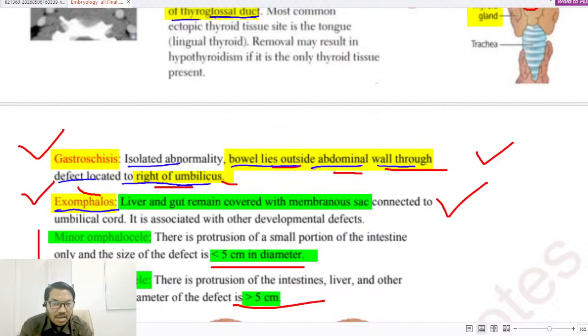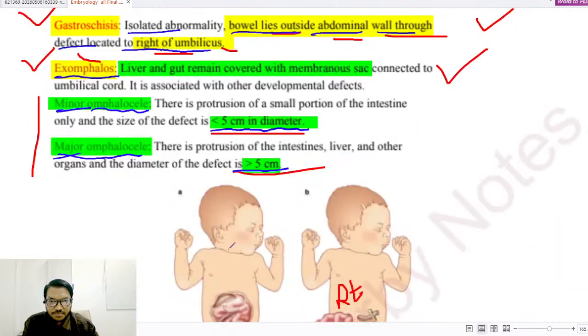If it is at the side of the umbilicus, to the right of the umbilicus, it is gastroschisis, and if it is through the umbilicus, this is exomphalos. It has two varieties, minor and major. If the defect size is less than 5 centimeters, it is called minor exomphalos. If the defect is more than 5 centimeters, it is major exomphalos.